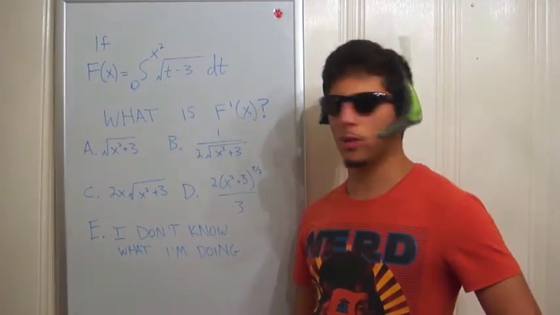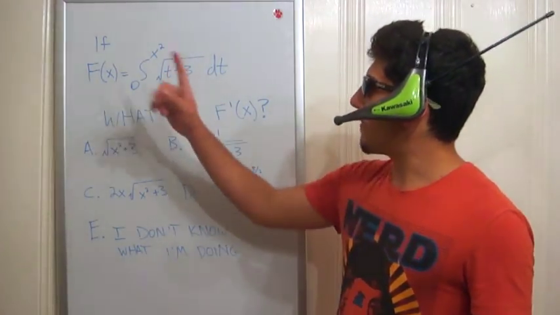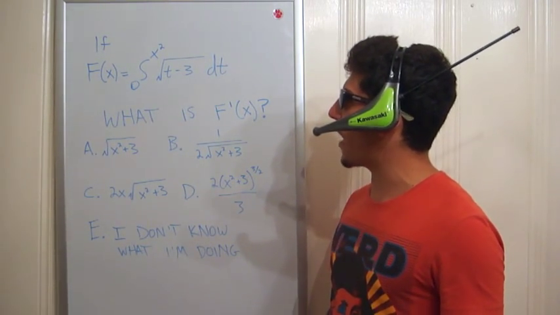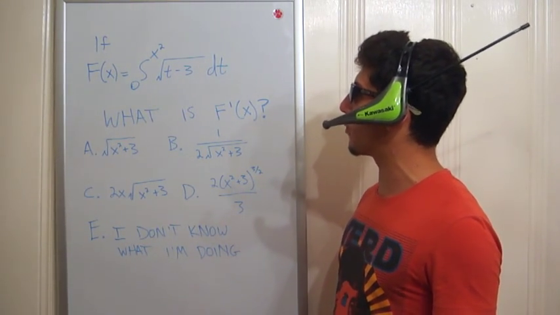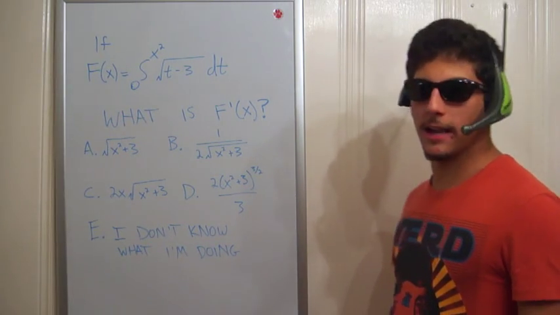Our first question is question 3 from our chapter. If f of x is the integral from 0 to x squared of square root of t minus 3 dt, what is f prime of x?